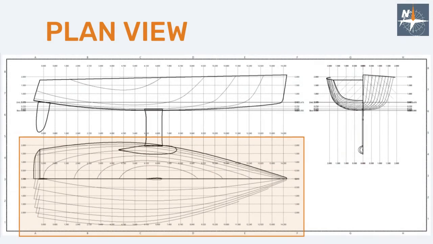The plan view is the view of the hull from the top or bottom. As the hull is symmetric about its center line, only half of the hull is usually shown, typically located at the bottom of the drawing, under the profile plan. It is in this view where the shape of the water lines and the diagonals can be noticed.